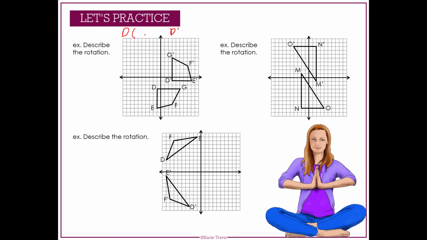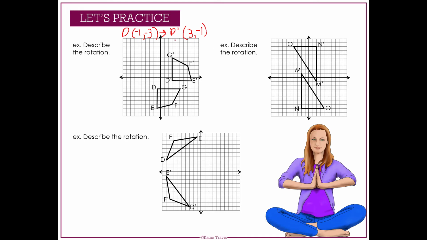All right, so D originally is at negative 1 and negative 3. Yep, negative 3. So we got negative 1, negative 3. D prime now is at positive 3 and negative 1.